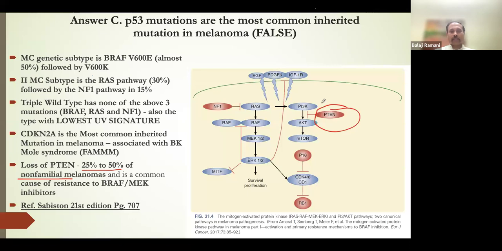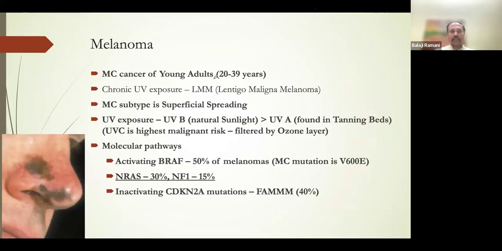So melanoma, if you take young adults, this is the most common cancer. Young adults, you mean less than 40 years and beyond your teens. So chronic UV exposure is important in only one melanoma, that is known as the lentigo maligna melanoma. All other types are related to intense intermittent exposure. Chronic exposure is important only in your lentigo maligna type. The most common type, as we already had the question, is the superficial spreading type of melanoma, like what we are seeing as a picture here. So UVB exposure in natural sunlight is more important than UVA found in tanning beds.